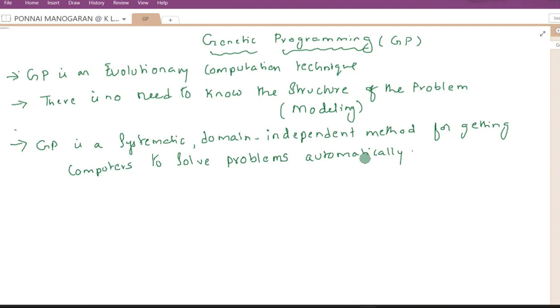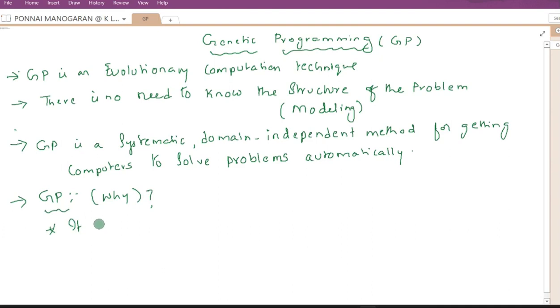Okay. So why do we need to go for genetic programming? You need to understand this. Genetic programming is different from genetic algorithms. What is the reason we have to use it? The main reason is it will save time. When you are having complex problems, you need to design complex algorithms or complex mathematical equations.